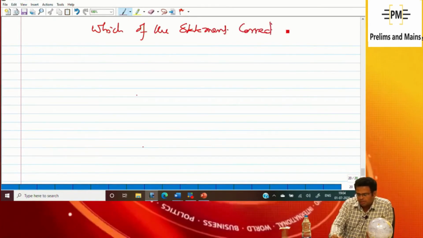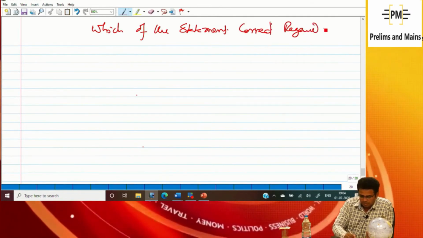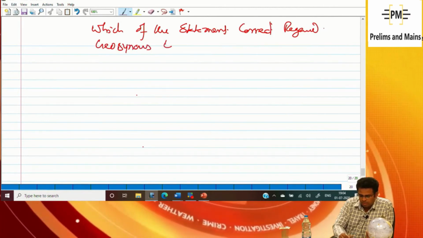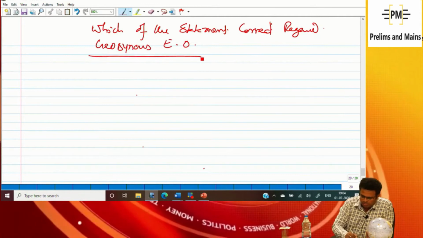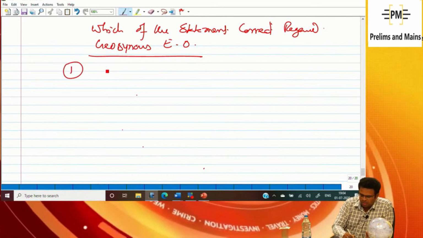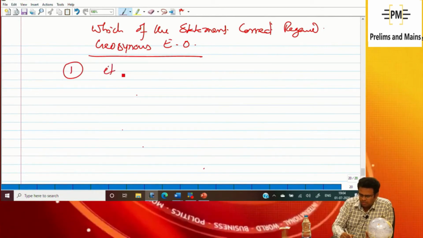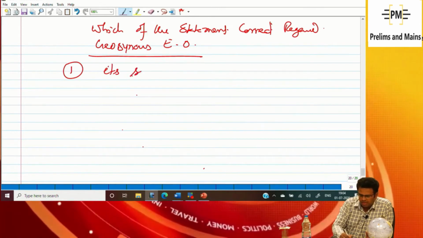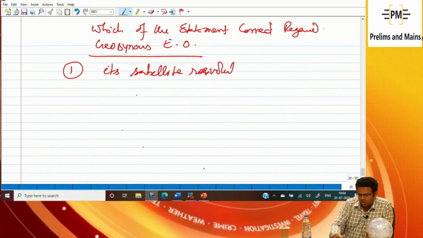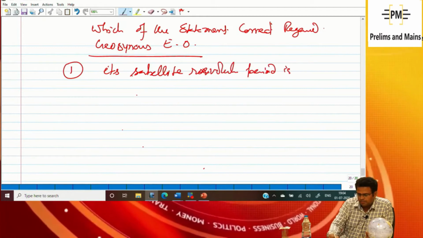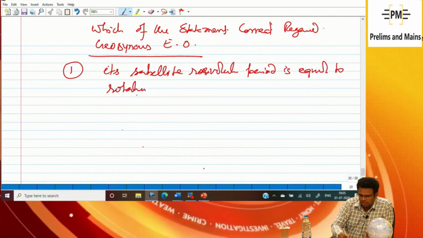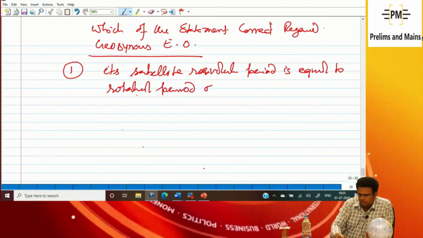If the question comes, which of the statements is correct regarding geosynchronous earth orbit. The first statement is talking about its satellite revolution period is equal to the rotational period of earth.